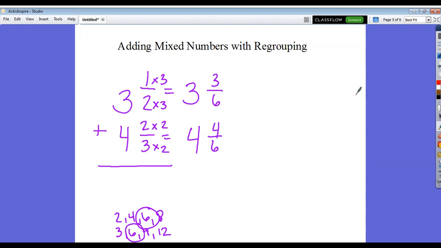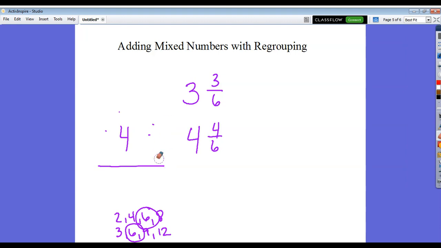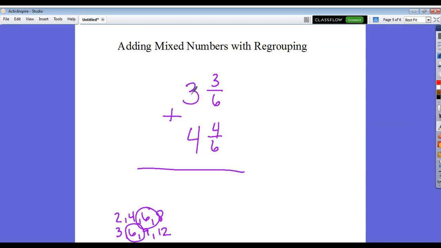So now that I have my two mixed numbers and they have the same denominator, I am able to add up my mixed numbers. Okay, so let's take a look. I'm going to break this apart, kind of like my tens and ones, but I'm going to break this into my ones and my fractional parts. So if I look at 3/6 plus 4/6, that's going to give me 7/6.